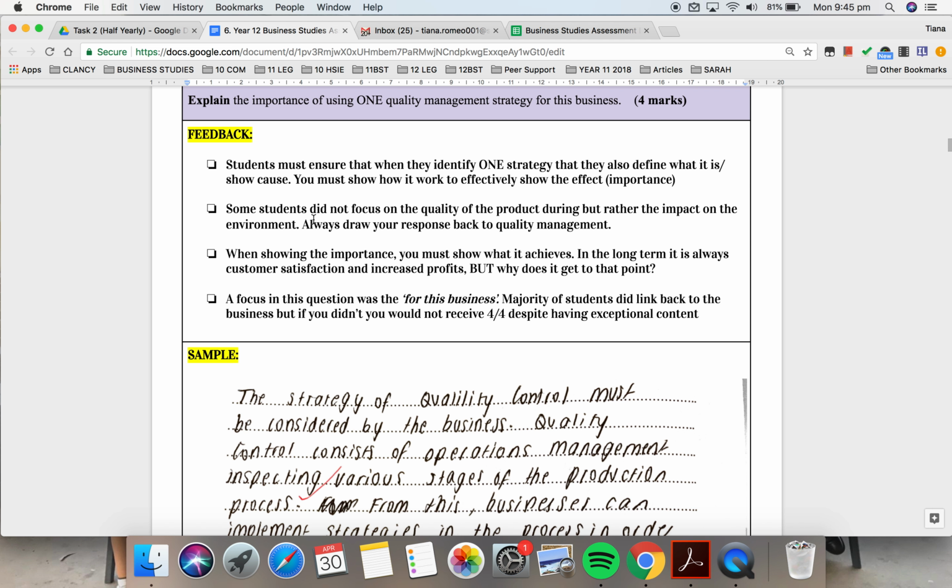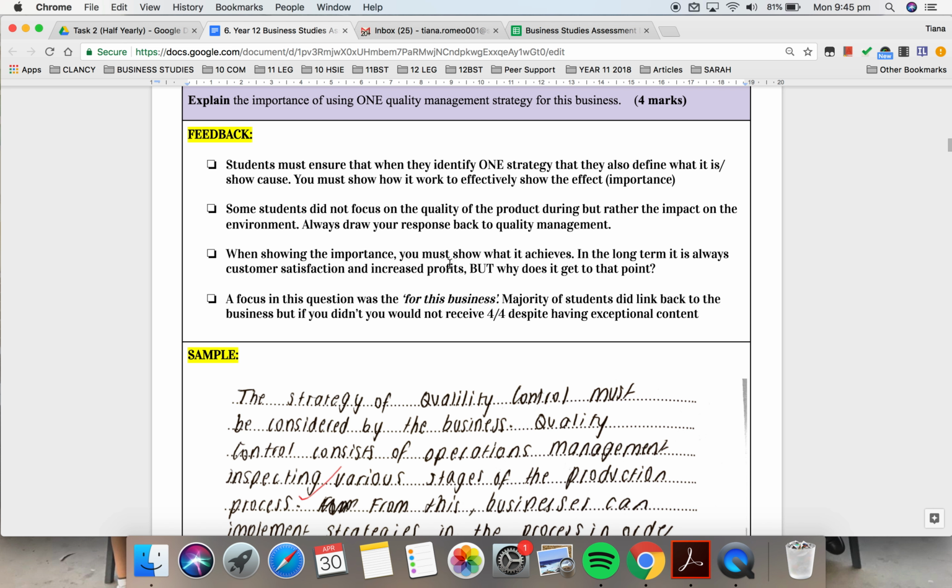Some students did not focus on the quality of the product, but rather the impact on the environment. Always draw your response back to quality management. So this was about the quality of the product, not the impact on the environment. So you need to bring it back to quality management because the question said quality management strategy, and we're looking at the product.